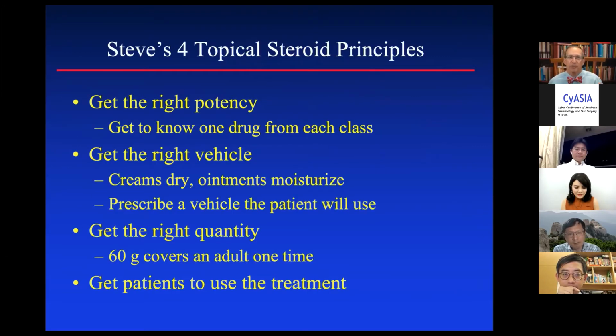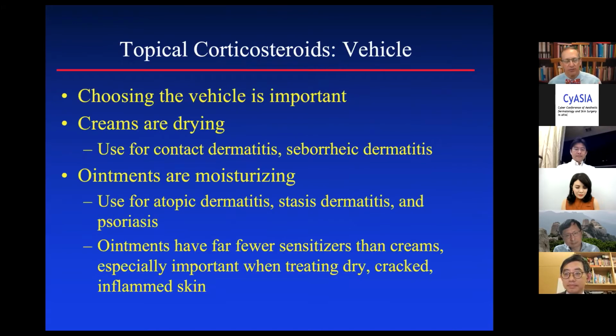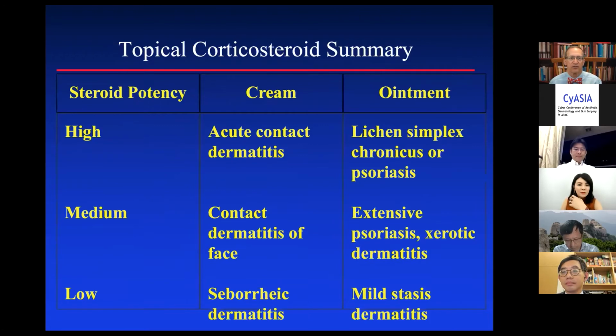When I think of topical steroid use, I think of using the right potency, the right vehicle, the right amount, and then getting patients to use the treatment well. I know there are 7 potency classes, but I only think of 3 in my practice. I need a low, a medium, and a high. And then I need to give people the right vehicle. I was taught you want to use an ointment to moisturize or a cream to dry things out, but you have to account for whether patients will use one over the other. And then the quantity, I think dermatologists are familiar with.